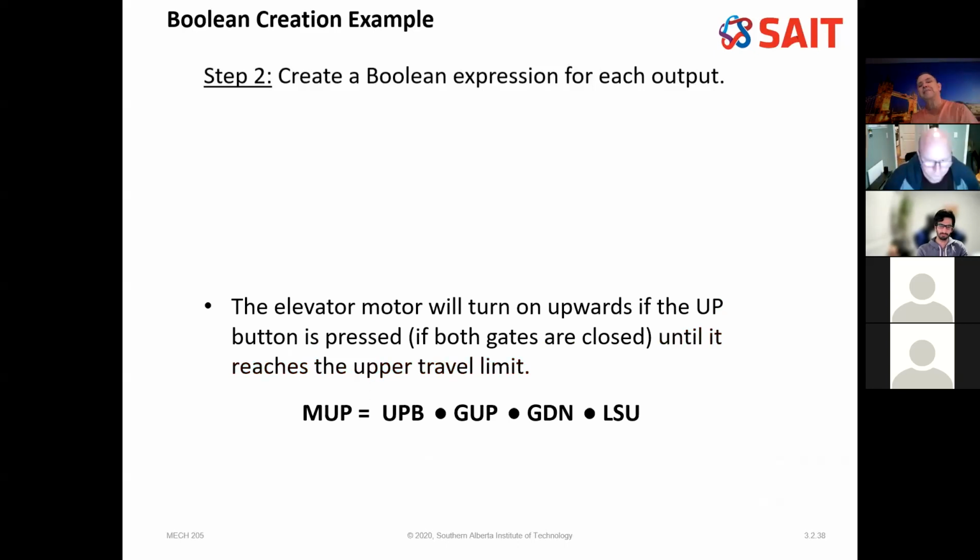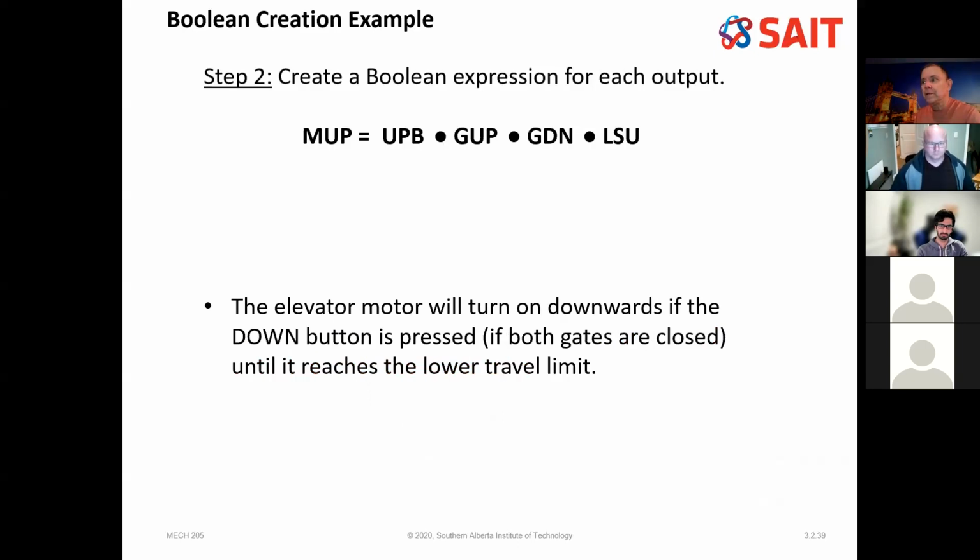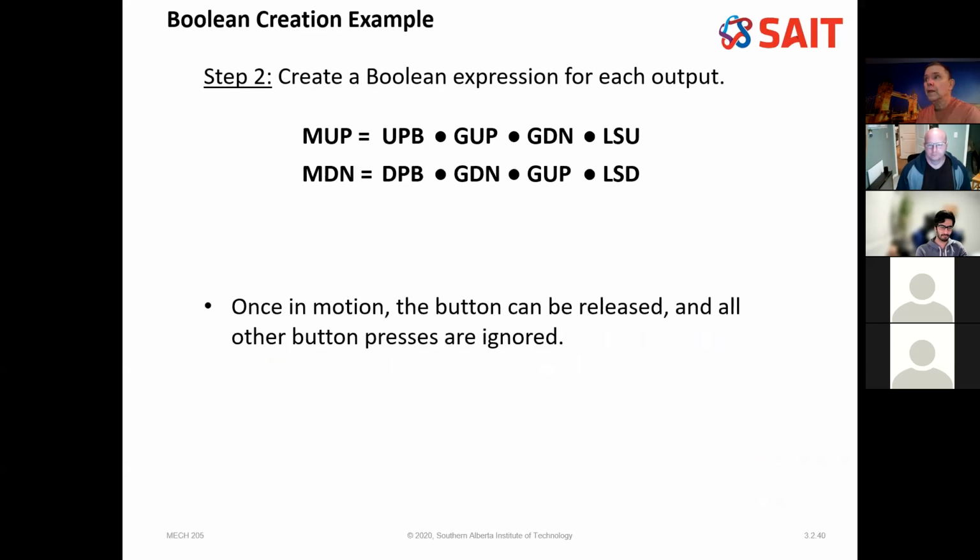But we want to be able to make it sealed, latched to go up, right? So we'll leave motor up for now. This will work as long as you're pressing the up button. When you release it, it'll stop the up motion. So it's not quite good yet, not quite done. The motor will go down if the down button is pressed, if both gates are closed, until it reaches the lower limit switch, right? That's the equation for the down button. But once in motion, the button can be released and all other button presses are ignored. So once it's going up, it should keep going up.